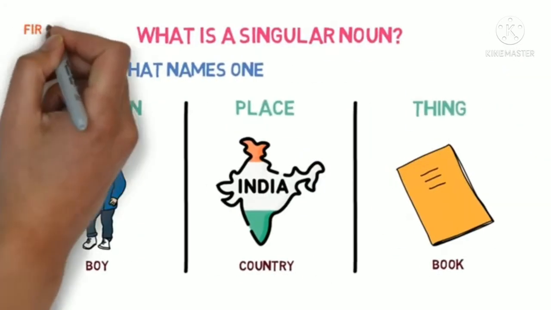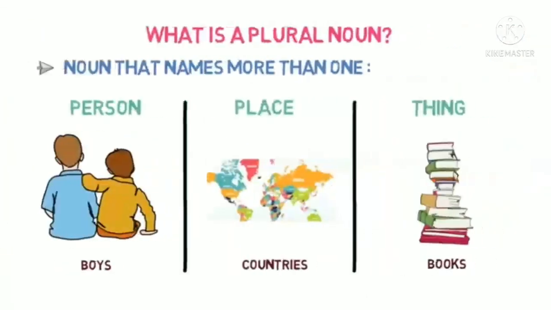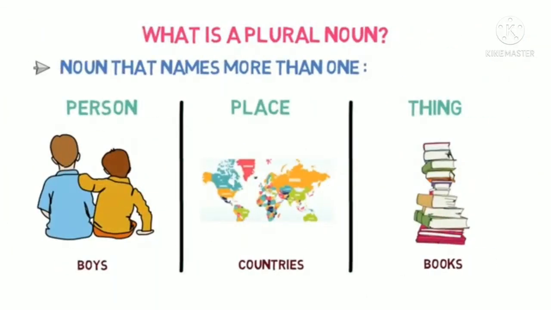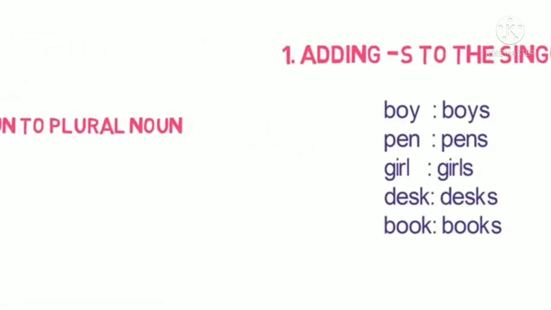That's all in this video. Let's quickly revise what we learned in this lesson. We understood what are singular and plural nouns. A noun that names one person, place, or thing is called a singular noun. A noun that names more than one person, place, or thing is called a plural noun. Then we learned the 7 different ways to convert a singular noun to a plural noun.